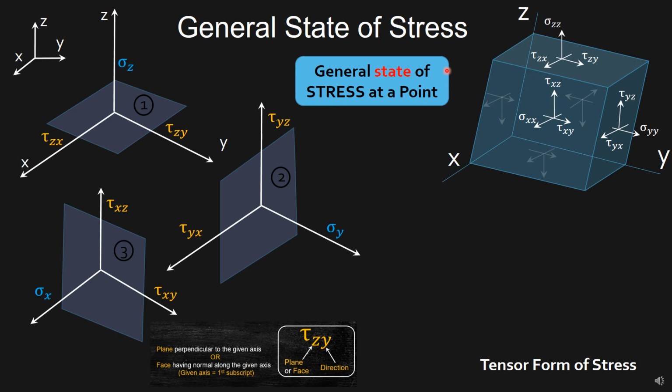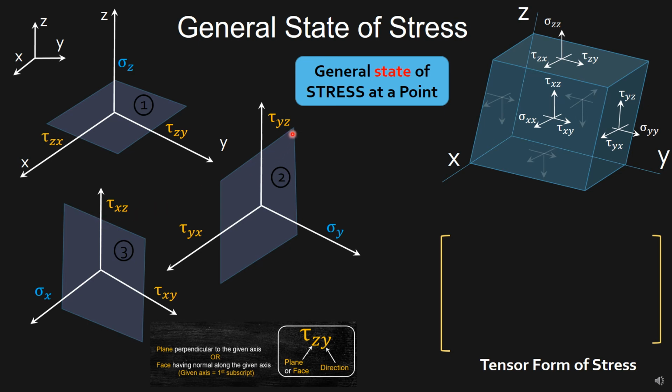And this is also an important question which is mostly asked in PhD interviews, in faculty interviews, as well as in PSU interviews at IITs, NITs. So here, the general state of stress at a point is represented with the help of a cubical element, which has the normal components as well as parallel components. So let me again explain this nomenclature.